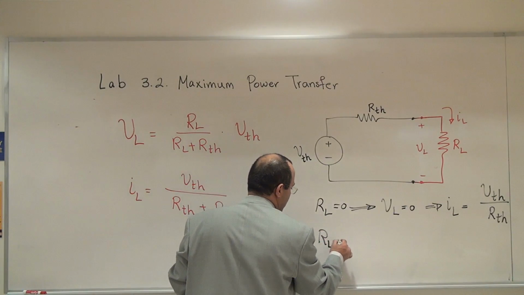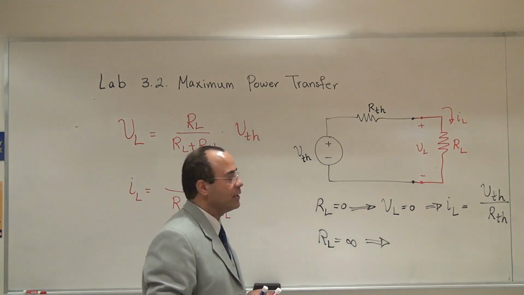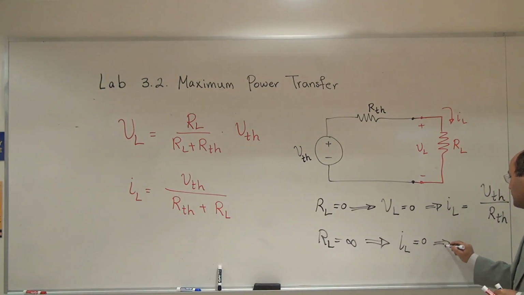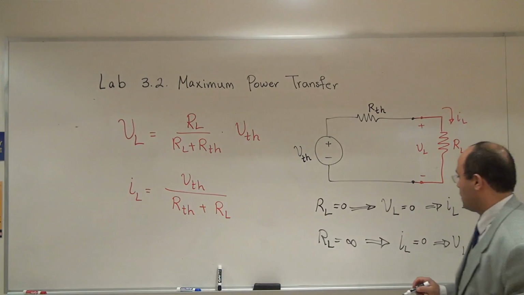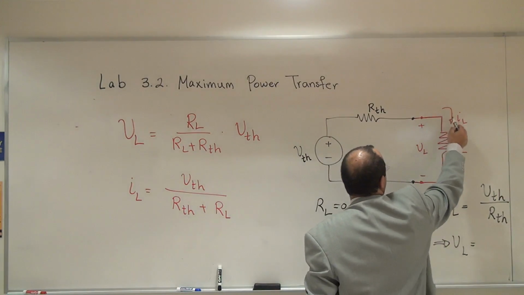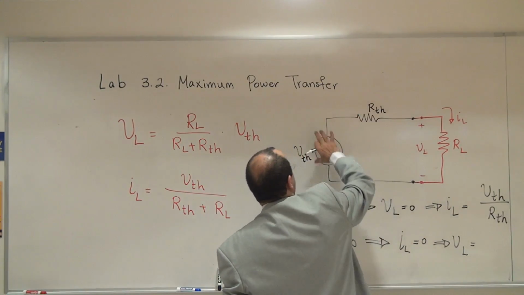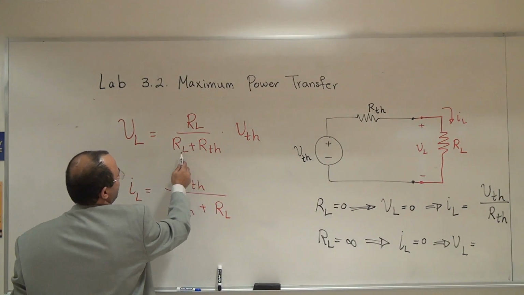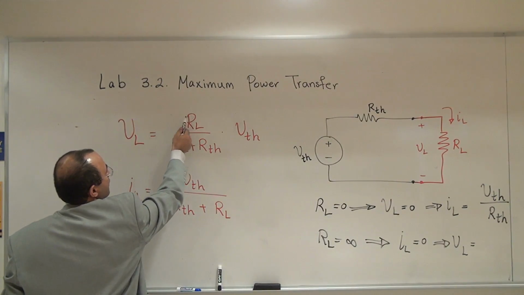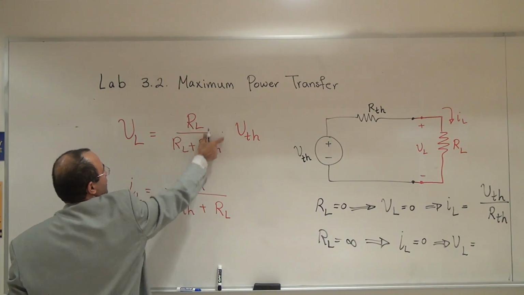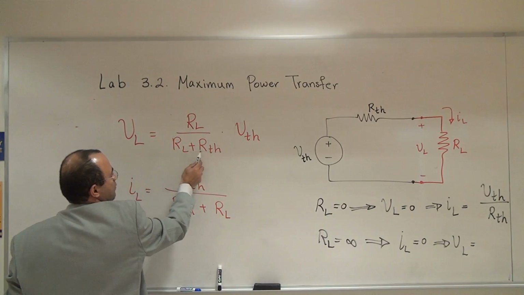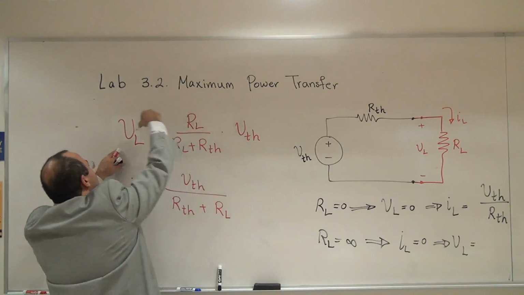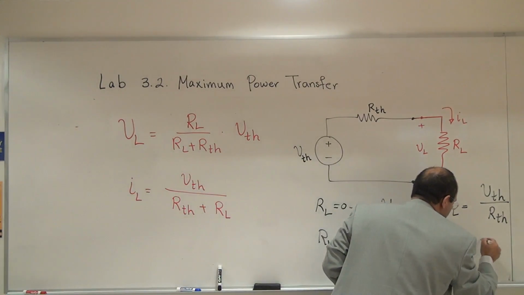Now, if RL is infinity, which resembles an open load, IL is going to be 0 this time. If IL is 0, the current is 0, the voltage drop across R Thevenin is 0, and therefore V Thevenin dumps itself across the open terminals. Now you can see if RL is infinity, that ratio is going to be almost 1 over 1. When you go to infinity, this ratio is going to be closer to 1. For example, 10,000 divided by 10,001, so in that sense this is going to be 1 times V Thevenin. So V Thevenin dumps itself onto VL.